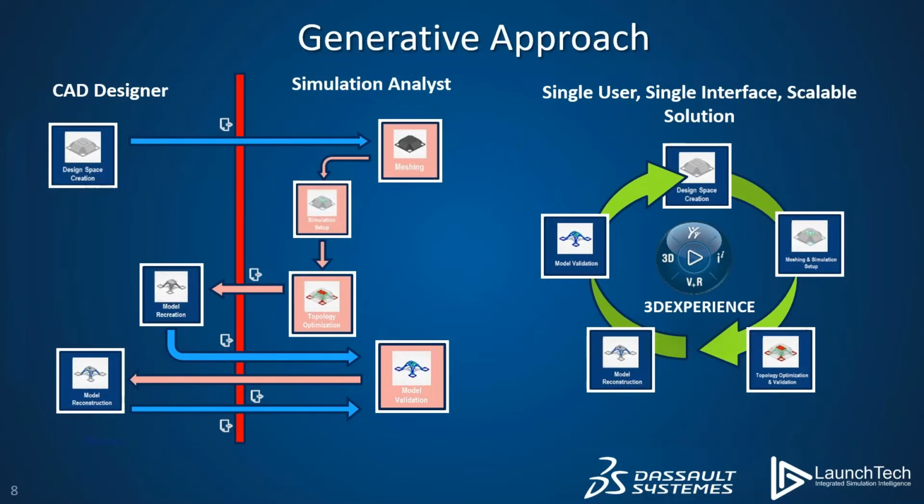Whereas if you see on the right hand side, with the 3D experience platform, you start with the design space creation, you do the meshing and simulation setup, you do the topology optimization and validation, you do the model reconstruction, and then again you do the model validation. And for the second iteration, you can start with the first step. So all these operations or processes can be done in a single place, not leaving the software at all. Okay, and here everybody will be referring to the same data, and there is continuous digital continuity, resulting in very less time consumption for the entire topology optimization process, and to get the final product.